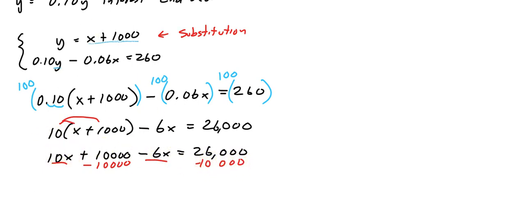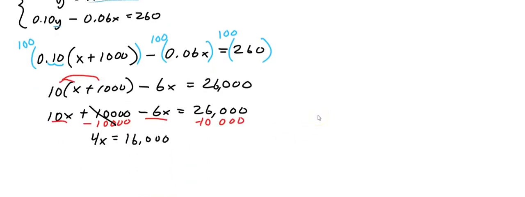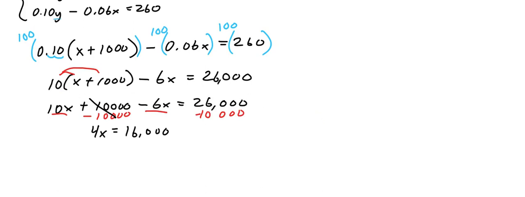So 10x minus 6x is going to give me 4x. This is going to reduce. This right here is going to be 26,000 minus 10,000, which is going to give me 16,000. Continuing on, I have 4 multiplied by variable x. Well, to get rid of that, I will divide by 4 on both sides to reduce this out, and that is going to leave me with x equals 4,000. Now, we're not done yet.